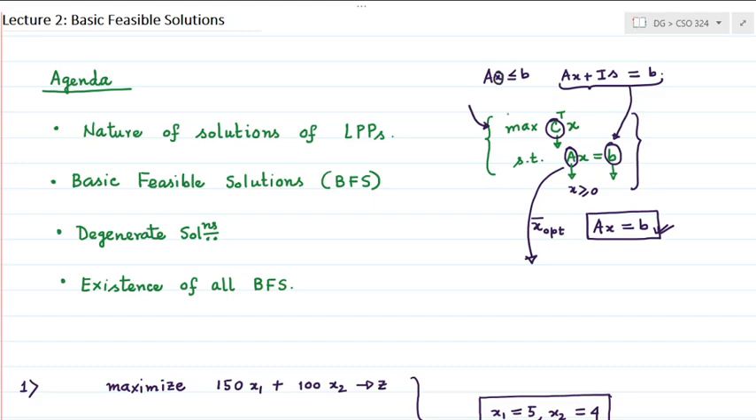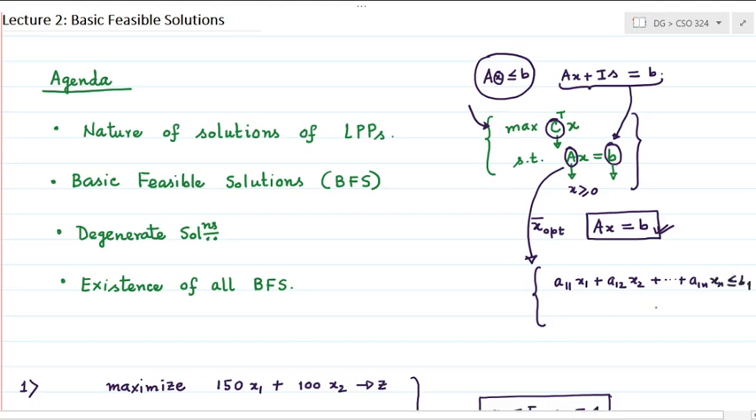So without loss of generality, let us suppose this is our original problem. This is our standard problem, and the original problem had the constraint set Ax less than or equal to b, and inside of Ax less than or equal to b we have precisely m many inequalities. And what are those m many inequalities? In Ax less than or equal to b, you have a11x1 plus a12x2 plus till a1n xn less than or equal to b1. This is your first constraint. Similarly, the second constraint will be less than or equal to, and so on.